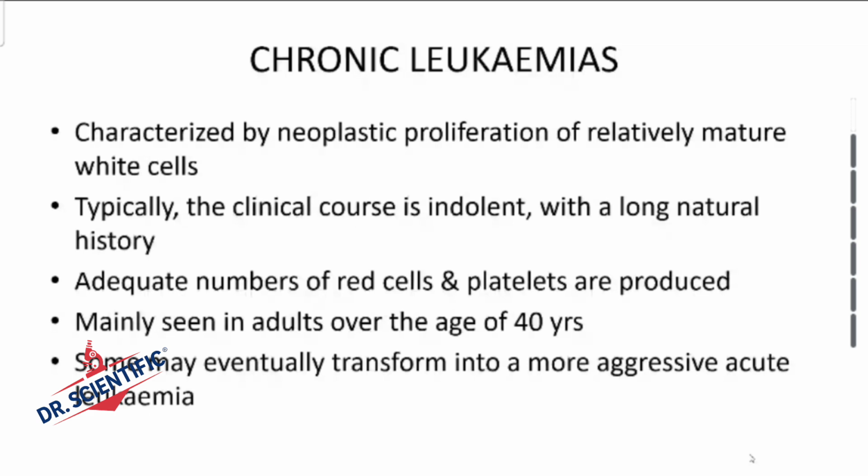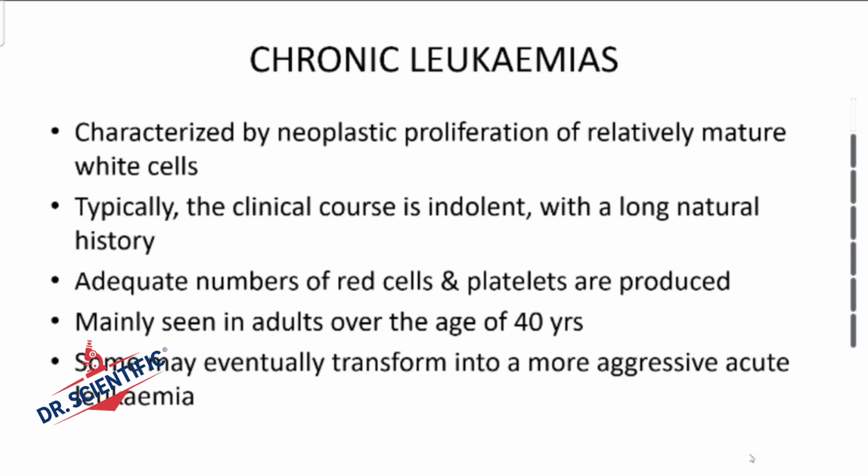So typically the clinical course is indolent with a long natural history. When we talk of something indolent, it is not very aggressive, and the patient may even be asymptomatic. Sometimes some of them are discovered incidentally. So maybe during laparotomy, for example, you find in the mesentery a very enlarged lymph node which you decide to remove, and you take it for histopathology, and it comes back as a chronic leukemia. So that's why we talk about indolent. It's something that is not aggressive. The patient may even be asymptomatic, and so they have a long natural history.